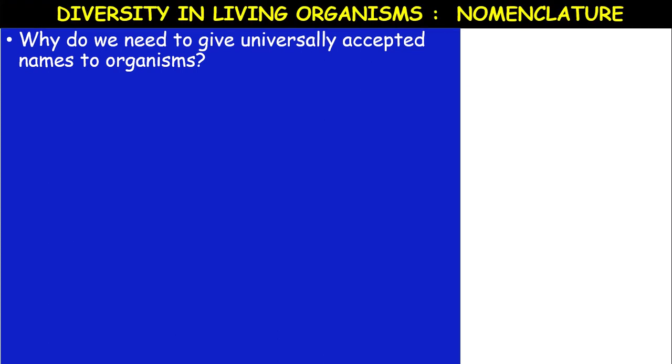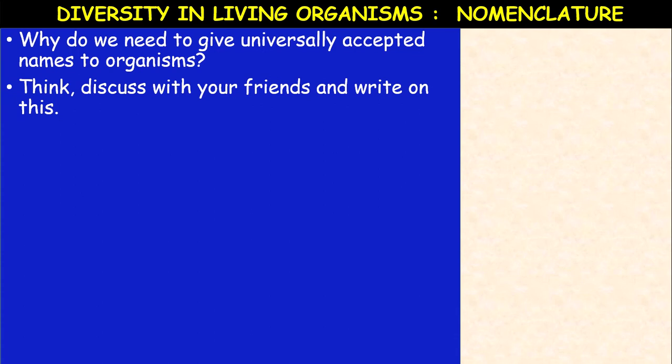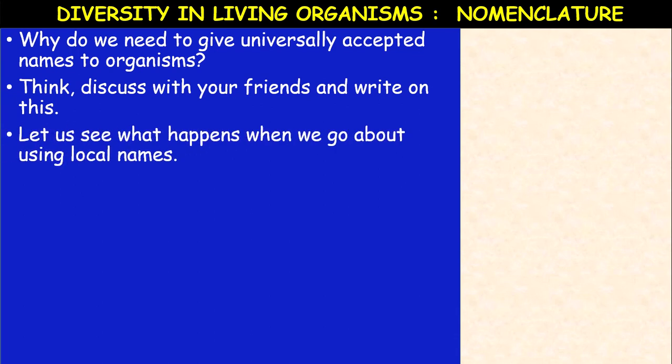next, why do we need to give universally accepted names to organisms? Nomenclature. Okay, why do we give universally accepted names to organisms? It is very important. The main thing is to avoid confusion. Okay, think and discuss with your friends and write on this.